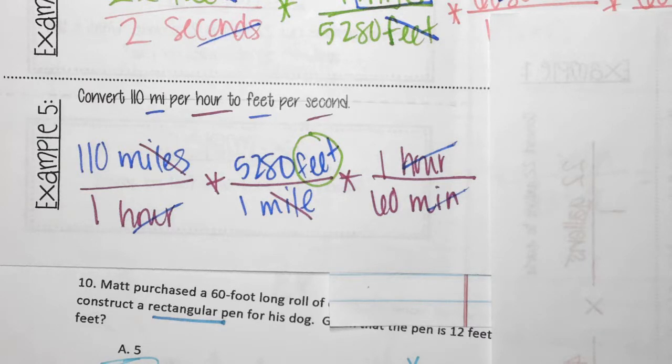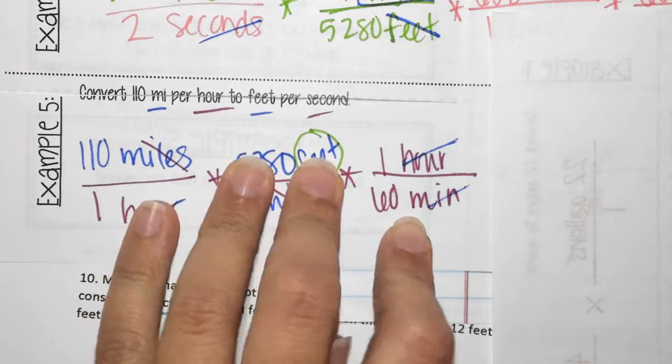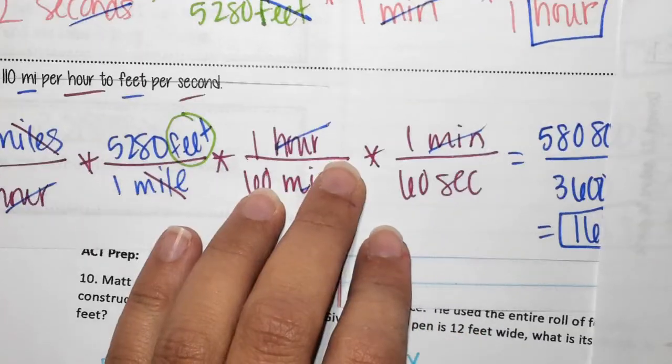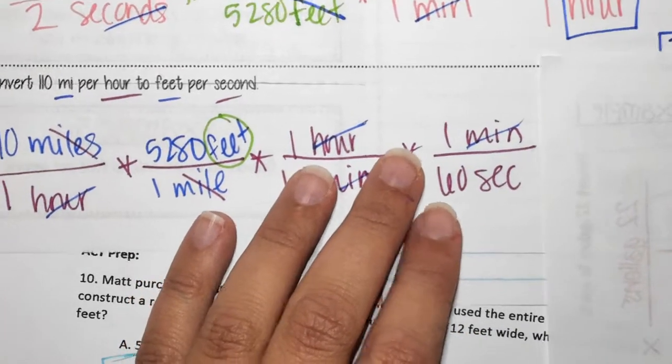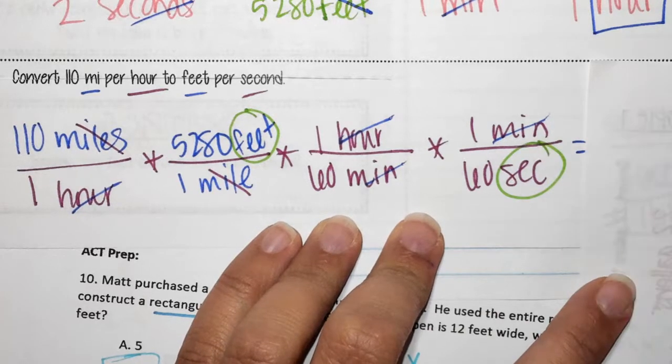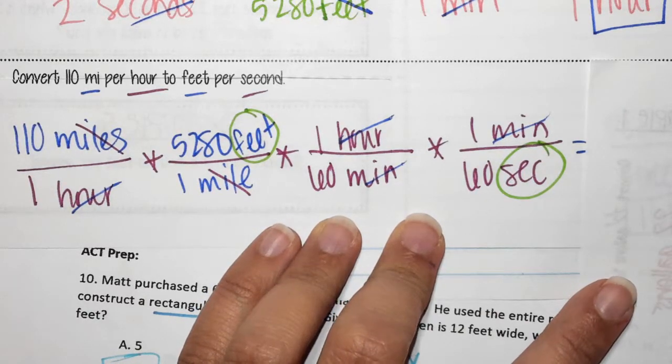Alright, now I've converted hours, but I'm trying to go to seconds. So how do I convert minutes? You put it on top right here. Like that? There you go. Yes, ma'am. Now, what do I do with all that information? Multiply.